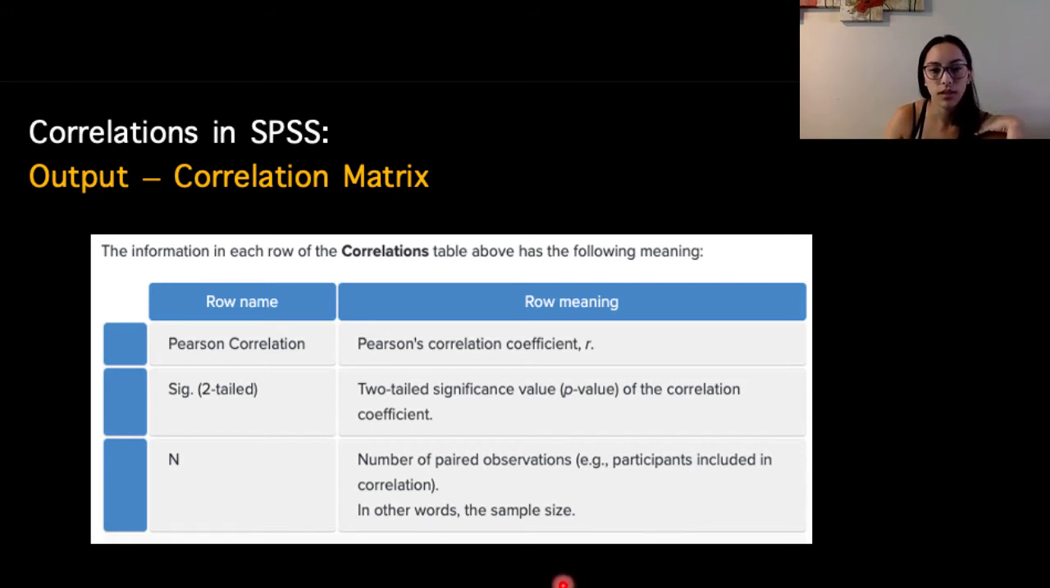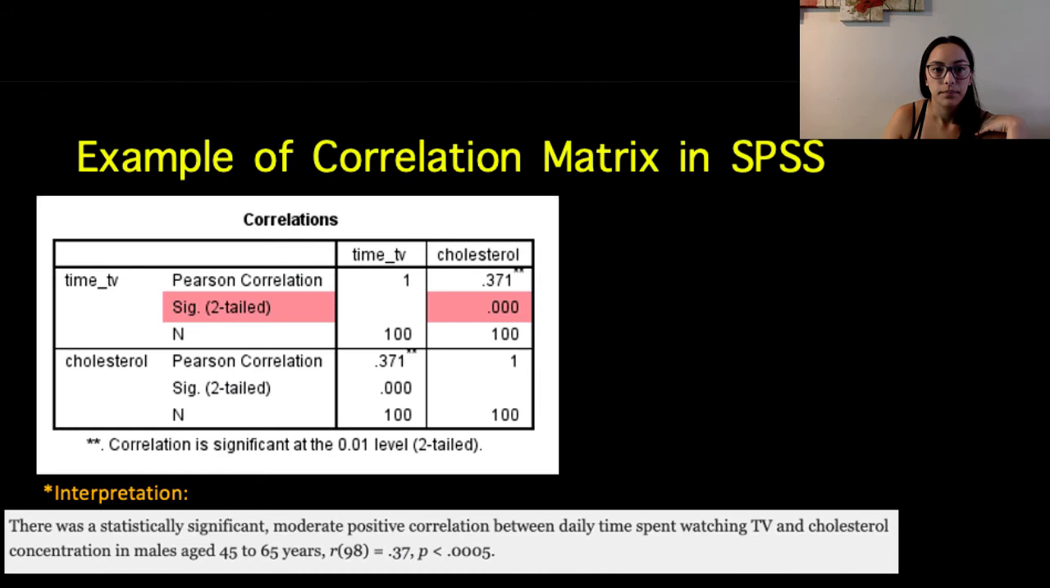This is what it actually will look like. You can see this example is from the Laerd Statistics website that I like to use as a resource for this class a lot. In this particular instance, we were looking at time spent watching TV and a person's cholesterol. For the relationship between these two variables, we can see that the Pearson correlation coefficient R is 0.37.